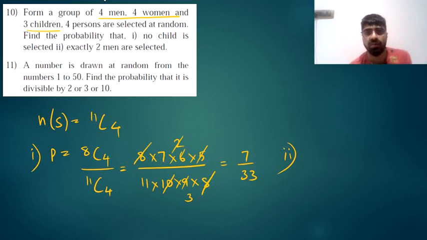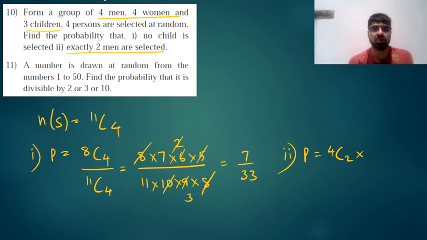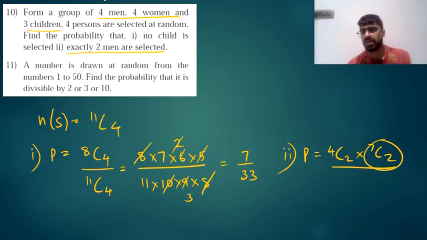We go ahead with the probability for the second part. Exactly 2 men have to be selected. So if you are selecting exactly 2 men, then 2 out of 4 men can be selected in 4C2 ways. But the remaining 2 people can be selected from the 4 women and the 3 children. So there are 7 people out of which we need to make the other 2 selections. That can be done in 7C2 ways. It's men and the other people, and that is why we are multiplying the 2 possibilities. So that's the number of possible ways for the second part. And in the denominator you have n of S, which is 11C4.